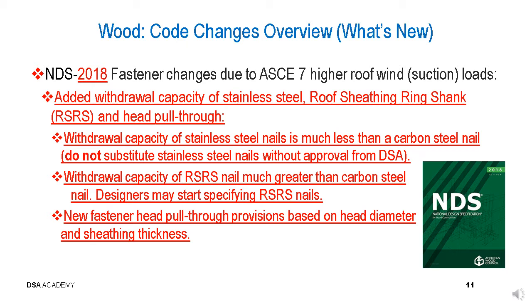Those first two bullets are really addressing the capacity of the nail in the main member as you enter the joist or beam. The last part of the equation is the head pulling through the plywood, and that's the new fastener head pull-through table. It's based on the head diameter and the sheathing thickness for the capacity of the nail pulling through the plywood.